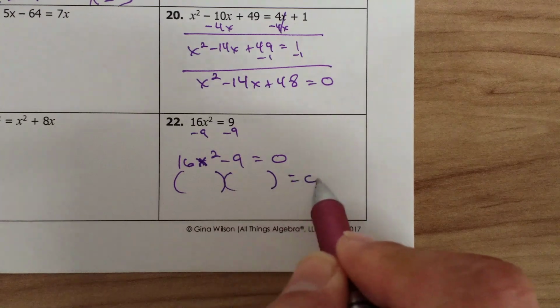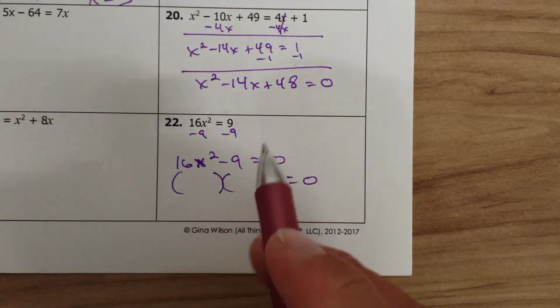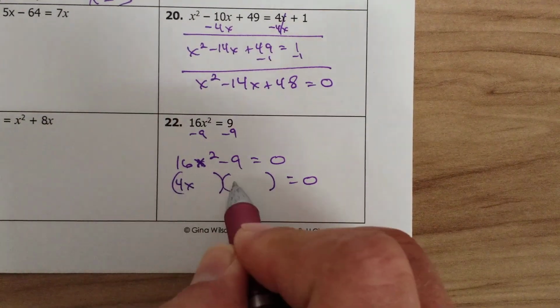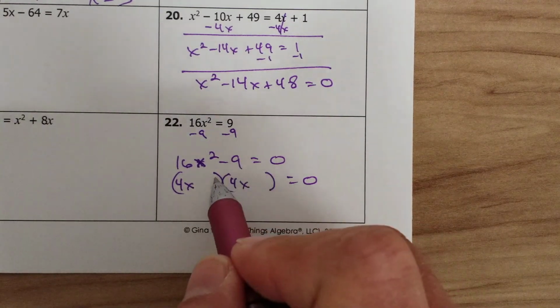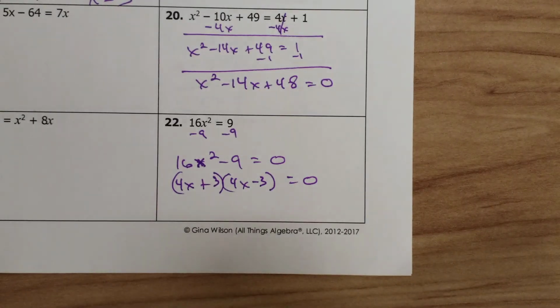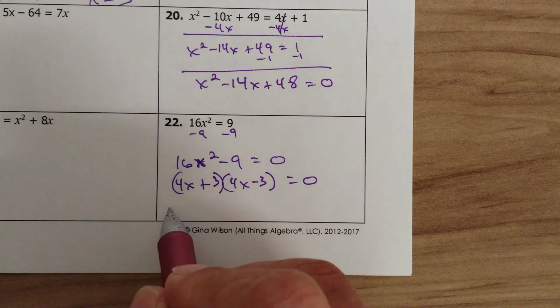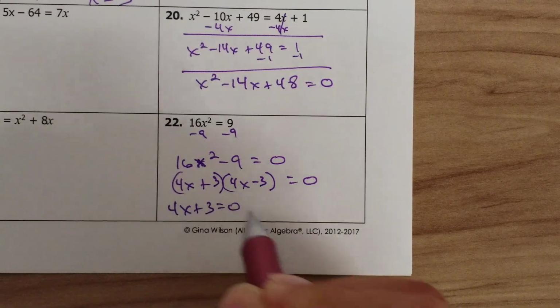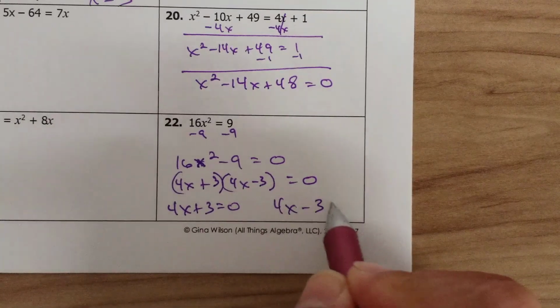So I can factor these. Remember, the square root of 16x squared is 4x. The square root of 9 is 3. You make 1 a plus and 1 a minus. And now you set each of these factors equal to 0 and you solve it. So 4x plus 3 equals 0 and 4x minus 3 equals 0.